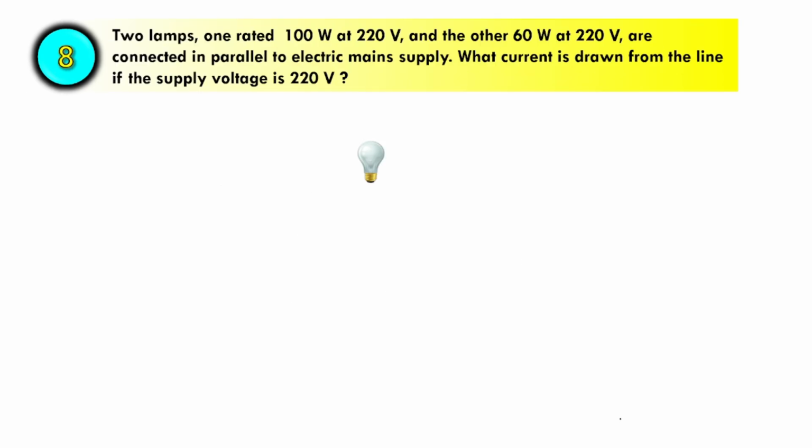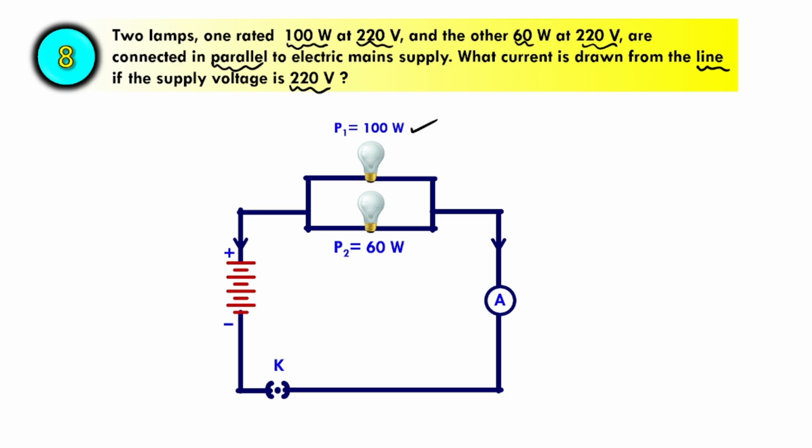The next question says, there are 2 lamps, one rated at 100 watts, 220 volts, another at 60 watts, 220 volts, connected in parallel to the electric main supply. What current is drawn from the line if the supply voltage is 220? So what is given to you? Two bulbs are given. The first bulb has a power of 100 watts and the second one has a power of 60 watts. How are they connected? They are connected in parallel. Parallel means this is the way it is connected.